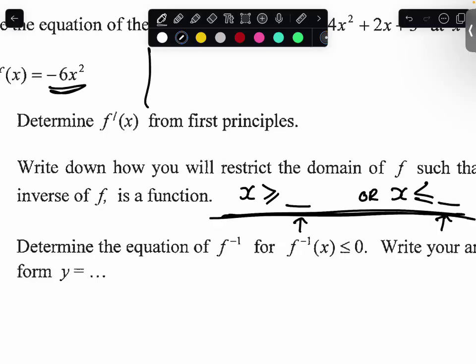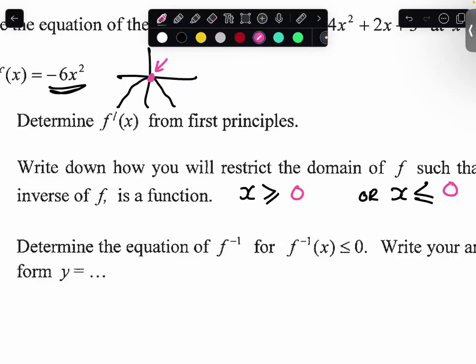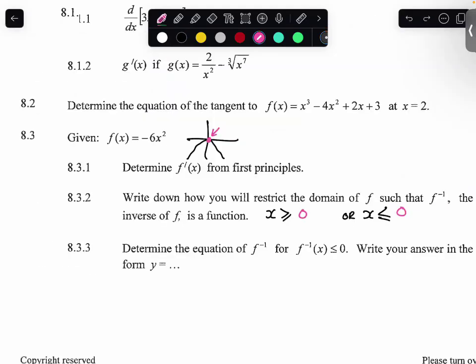Because this graph, the parabola, looks like this. It turns at the origin. And I said when you restrict the domain, it has to be x is greater than and equal to the x coordinate of the turning point. And the x coordinate of the turning point here is 0. And so your answer is x is greater than and equal to 0, or x is less than and equal to 0. But remember, if it's not this kind of parabola where it doesn't turn on the origin, then this value must be whatever the x coordinate of the turning point is. Okay? But it always starts like this. Got it? Right, next.